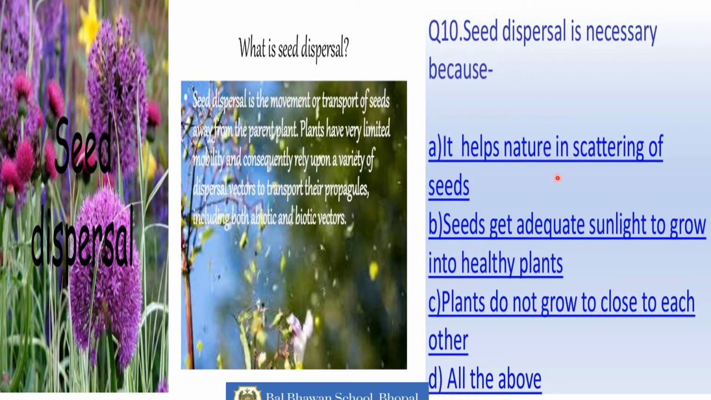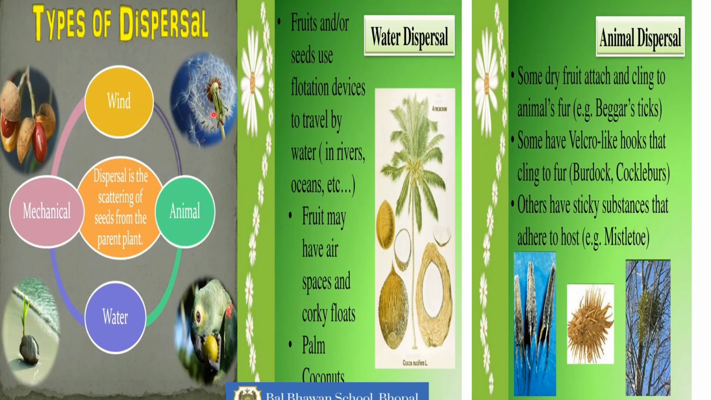First of all, it helps nature in scattering of seeds, and the seeds get adequate sunlight to grow into healthy plants. If the seeds are not dispersed, then the plants grow very close to each other. If the seeds are very close to each other, then not all the seeds will germinate and grow into plants. Now let us see what are the different ways by which dispersal of seeds takes place.